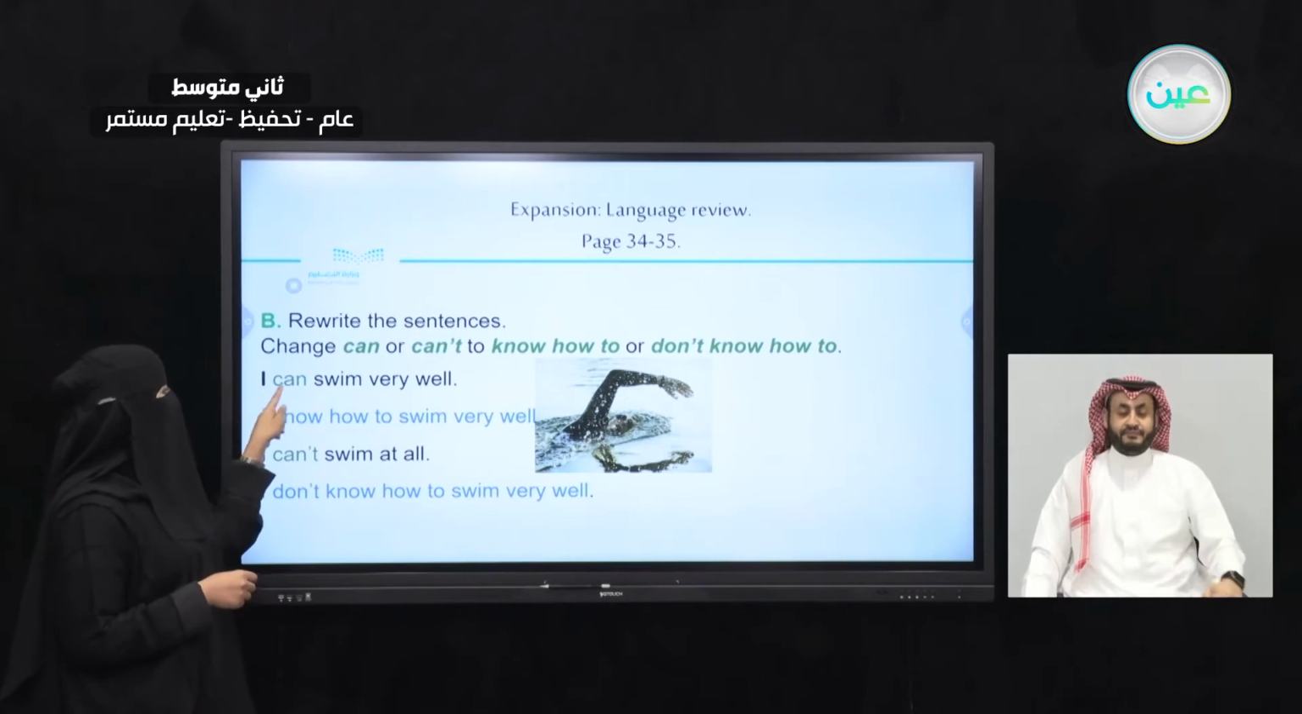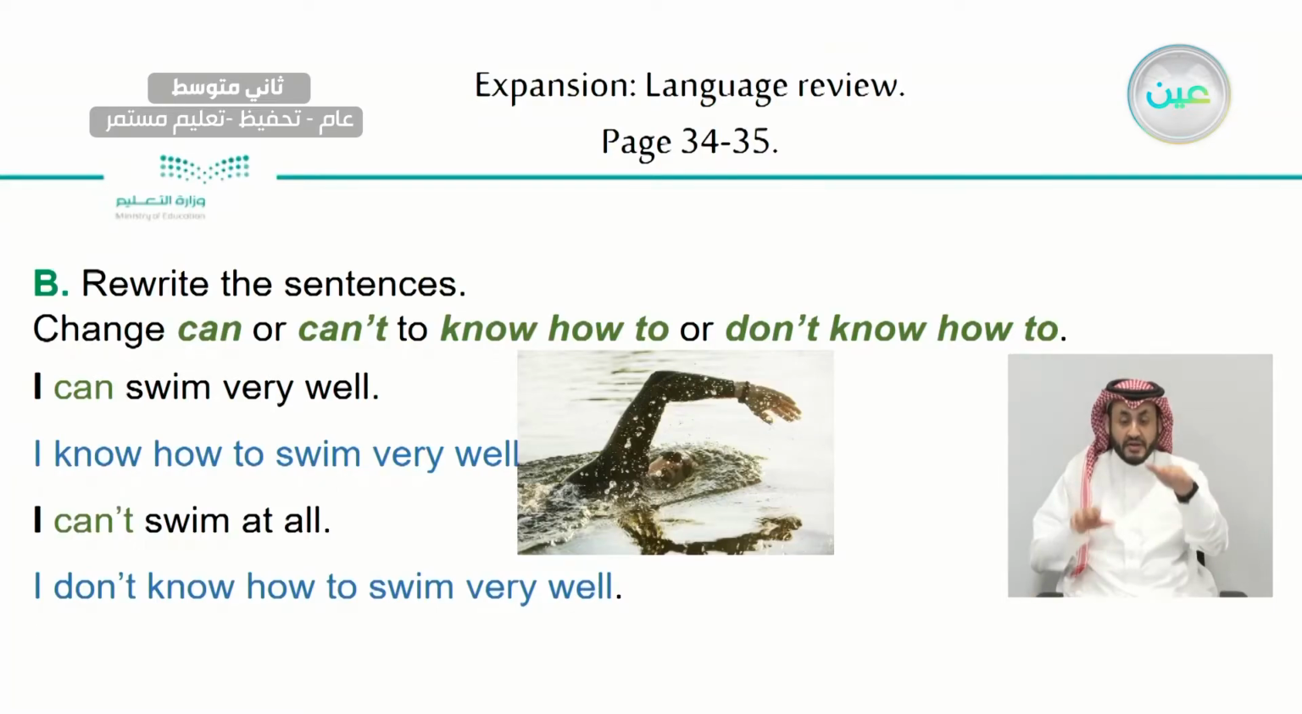Here we have, I can swim very well. Look at the person here in the picture. This person can swim, something they know how to do. Let's change the word can. Every time you see can or can't, you're going to change it in the sentence. So, if we're replacing it with these, it's going to be, I know how to swim very well. We just changed the word can into know how to.